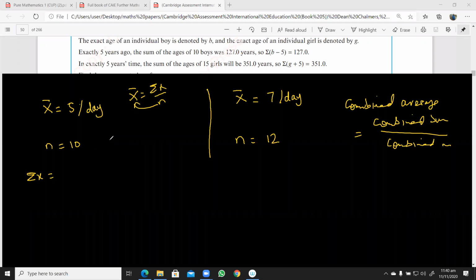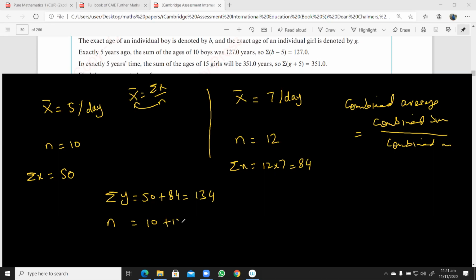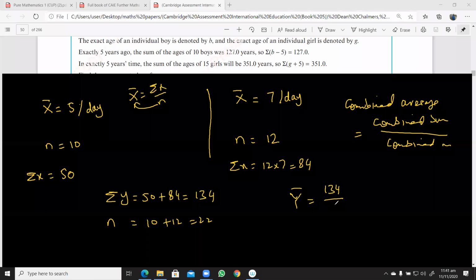If you cross multiply, 5 into 10, that is going to be 50. And here the sigma x is going to be 12 into 7. So that is 84. Let me call that y, the combined sum. The combined sum is going to be 50 plus 84. That is going to be 134. The combined n is going to be this 10 plus 12. That is 22. So the combined average would be 134 over 22. That is how you will find this combined average.